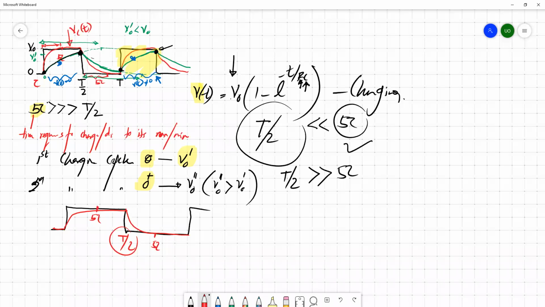If it is the other way, we are basically not providing enough time for the capacitor to charge to maximum and discharge to minimum. Hope you got this point.